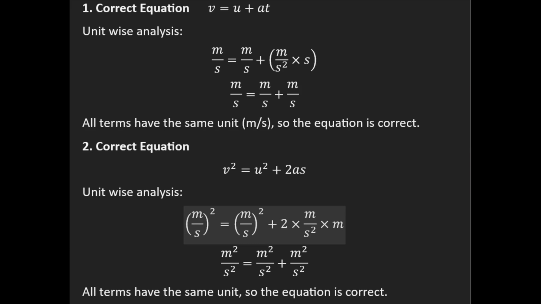Now, students, from these examples, we understand one important thing. First, identify all physical quantities correctly. Second, write their SI units carefully. Third, ignore numerical values and constants. Fourth, solve the units carefully step by step. And finally, units on both sides must be equal. If the units are equal, the equation is correct. If the units are different, the equation is incorrect.